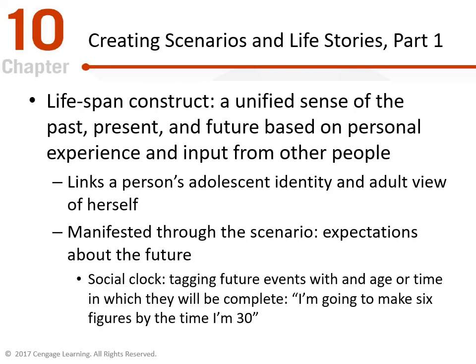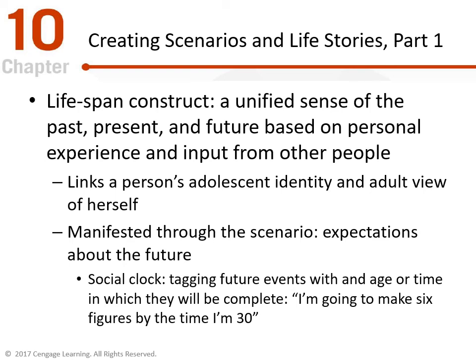So creating scenarios and life stories. How do we do that? Well, according to the lifespan construct, it's a unified sense of past, present, and future based on personal experience and input from other people. It represents a link between Erikson's notion of identity, which is the major force during adolescence, right? It's that identity, and our adult view of ourselves. So it's kind of linking that. How did I figure out who I was when I was an adolescent? And now how do I view myself as an adult? Am I the same person?